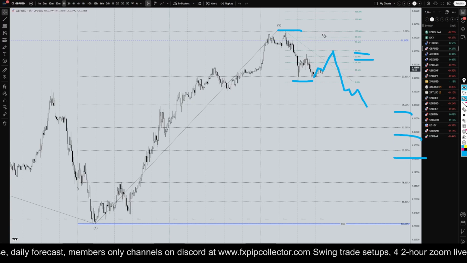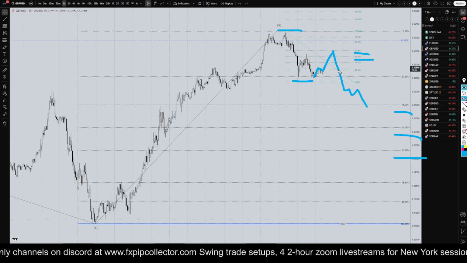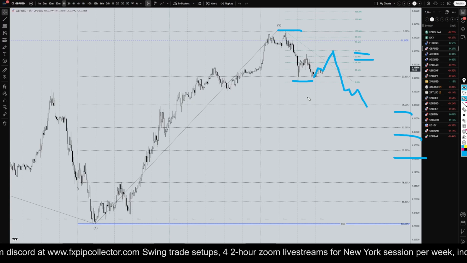But like I said, I would be a little bit cautious. I would really only want to get short if I saw a nice engulfing move at a fib level because all the higher time frames are definitely still in an uptrend.